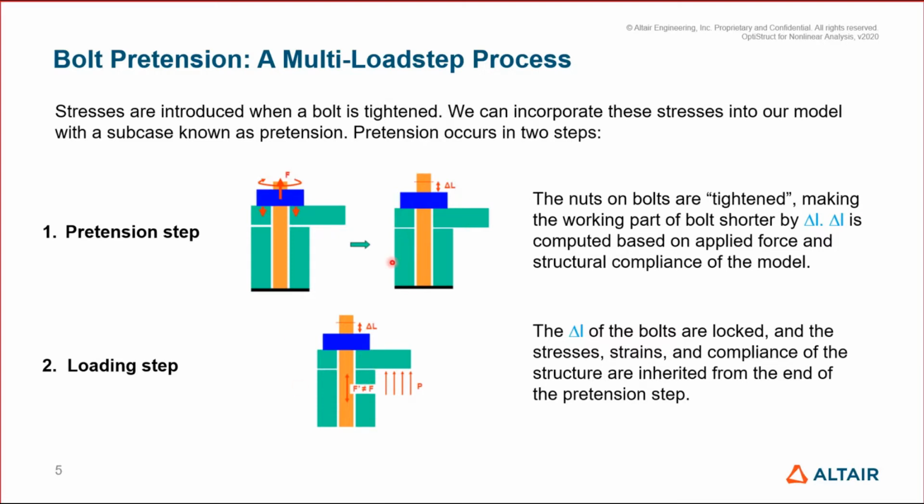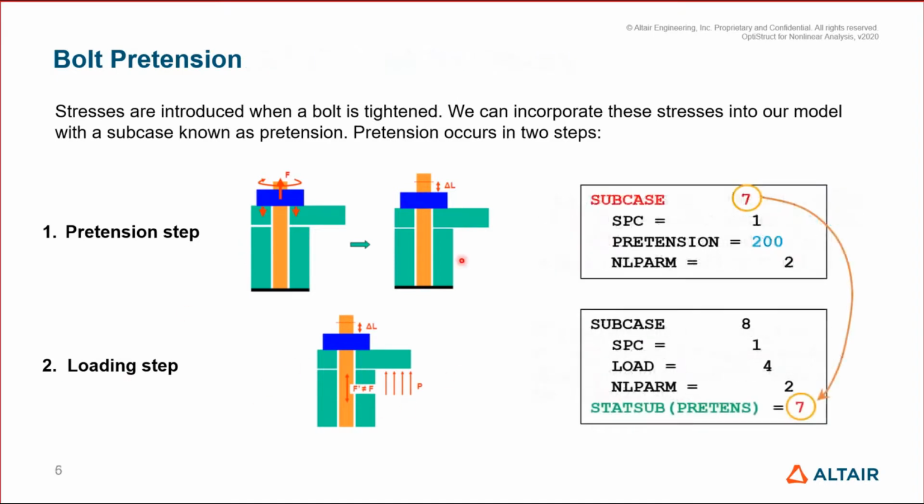With this requirement, we need to separate our steps as well. The first step is going to be just pretension, with no load applied. Only in the second step do we apply the loading. So with this, you need to use the STATSUB PRETENS card to refer to the subcase where the pretension is being carried out.